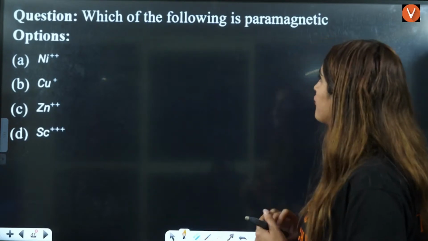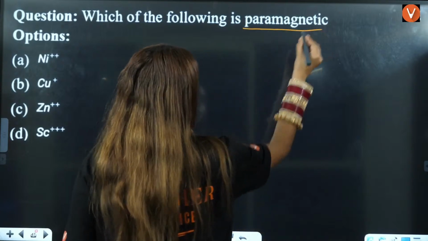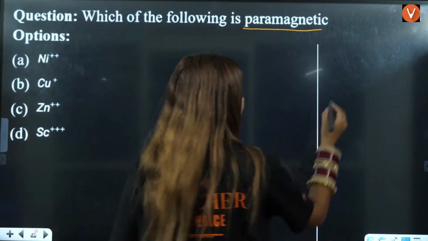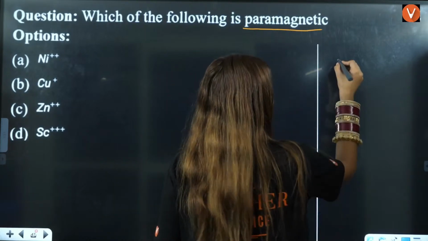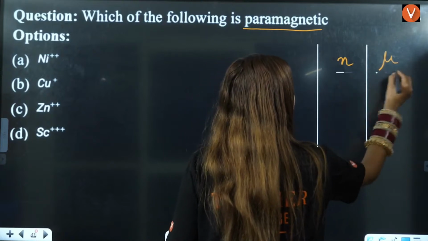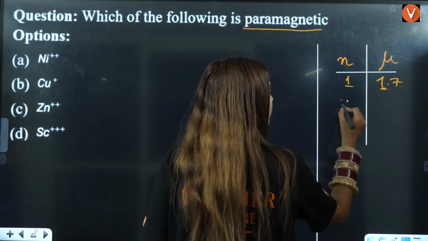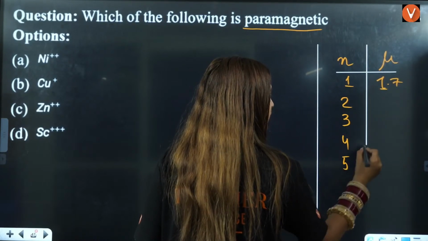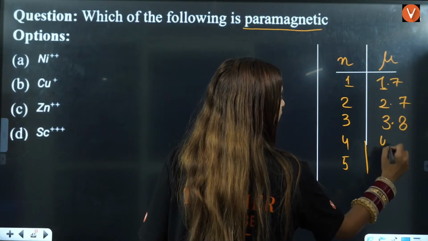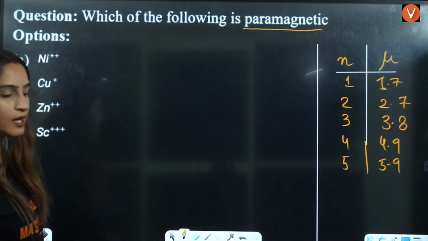So we have, which of the following is paramagnetic? So beta, paramagnetic means you need to have an unpaired electron here. And now always remember one thing, that if you have a number of unpaired electrons and this is mu, right? If you have one unpaired electron, it is 1.7. For 2 unpaired electrons it will be 2.7, 3 it will be 3.8, 4 it will be 4.9, 5 it will be 5.9. Okay, that is going to be the answer.